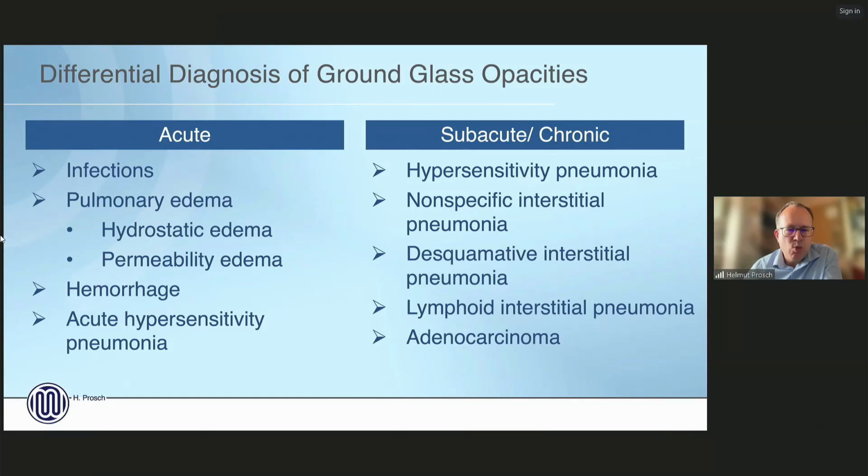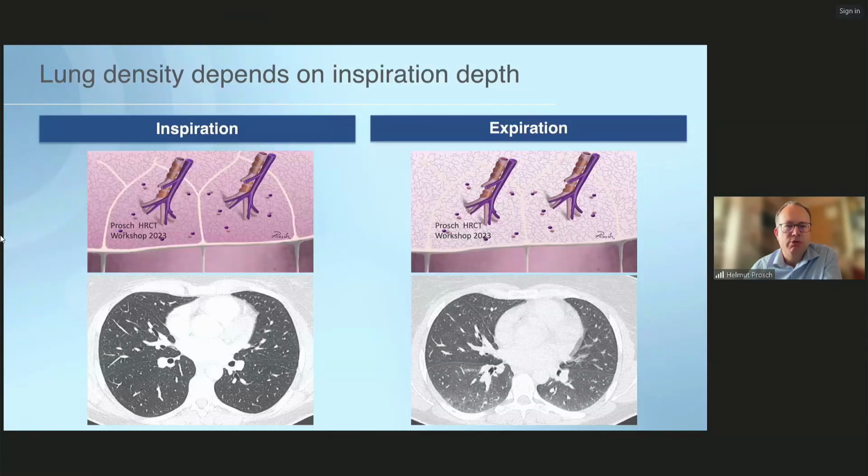But I did not mention one differential diagnosis, and that's a pitfall which is super important, which is inspiration depth. The density of lung parenchyma depends heavily on the inspiration depth. If you take a deep breath, it's mainly air in the lung parenchyma. If you breathe out, there's less air, and less air means the lungs are denser and thus they become more gray, meaning you see ground glass. And this was the case in this patient.